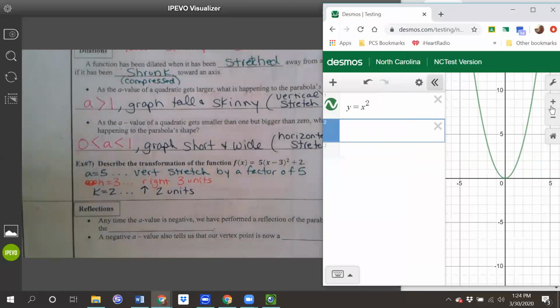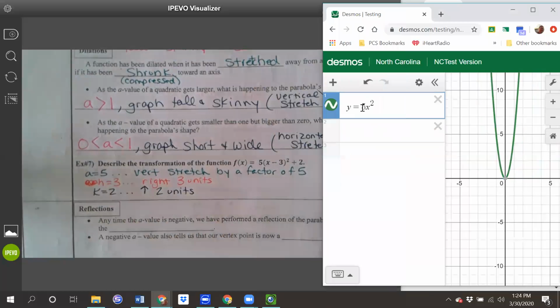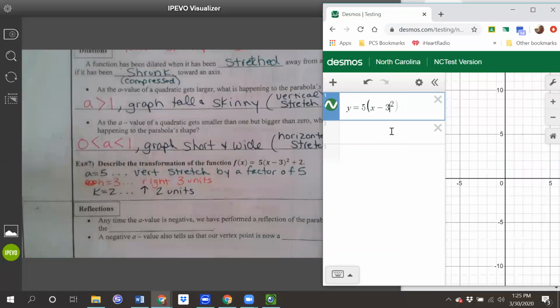And you can always check yourself, and you can graph one thing at a time. So here is my original function. If I throw a 5 in front of that, it just stretched vertically by a factor of 5. And then if I take this and make it an x minus 3, that just moved it to the right 3 units. And then if I add a 2 to it, it went from 0, 0 back to the right 3 units, and then up 2 units. So you can see that my transformations are matching what this equation says.